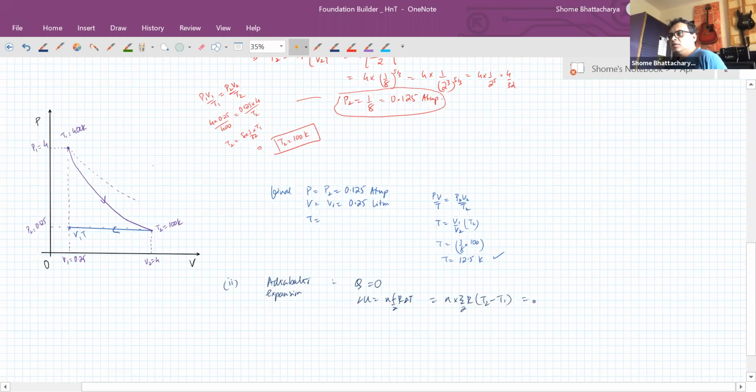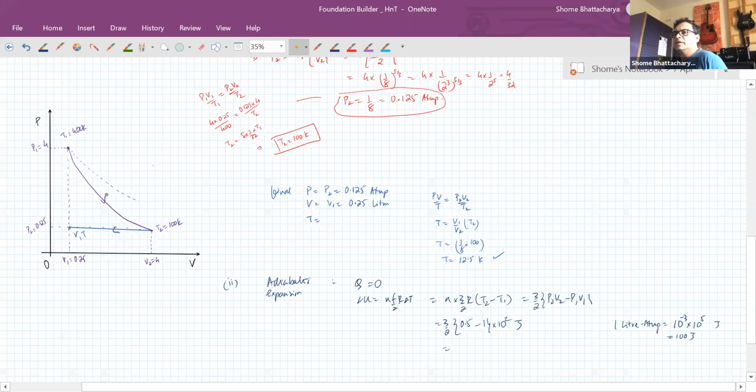So we can write that as 3 by 2 into (P2 V2 minus P1 V1). So that is 3 by 2 times, now product of pressure and volume finally is how much? 0.125 into 4, so that is 0.5, okay, minus P1 V1 initially was 4 into 0.25, so that's 1, into 10 raised to power 2 in joules, because this part is in liter atmosphere. So 1 liter atmosphere is equal to 10 raised to power minus 3 into 10 raised to power 5, that is 100 joules. So that's how this gets multiplied.